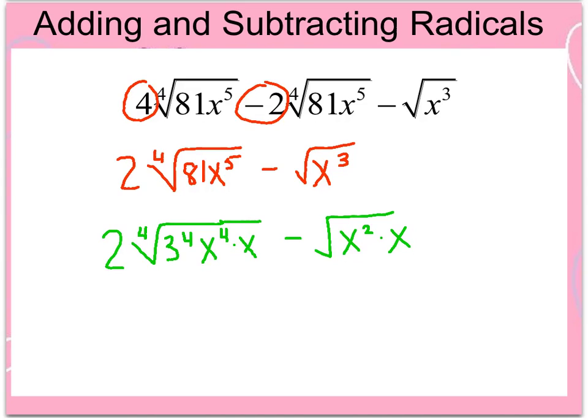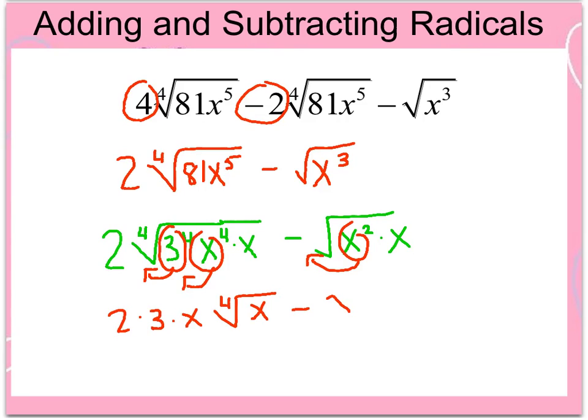So anything to the fourth power will hop out. So this 3 will hop out, and this x will hop out. Now remember, they always multiply what's in front. Now back here, anything to the second power will hop out. So the x will come in front of the radical. So now we simplify, we get 6x times the fourth root of x minus x times the square root of x. And that is going to be my final answer.